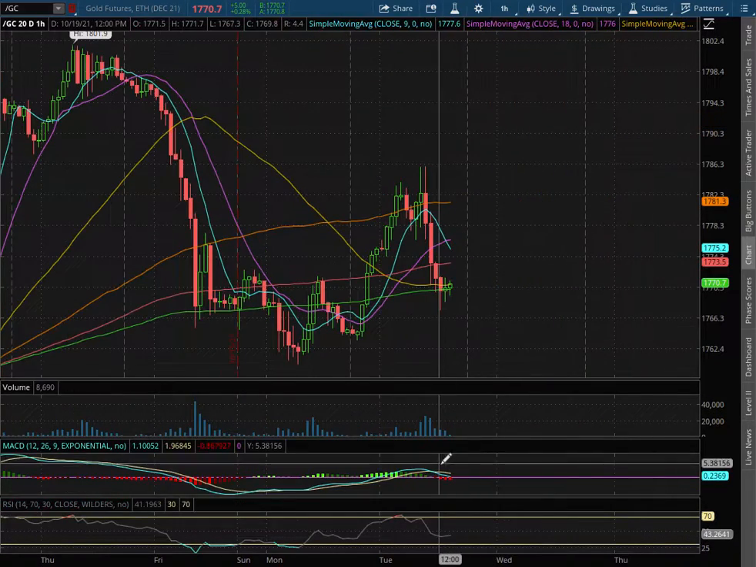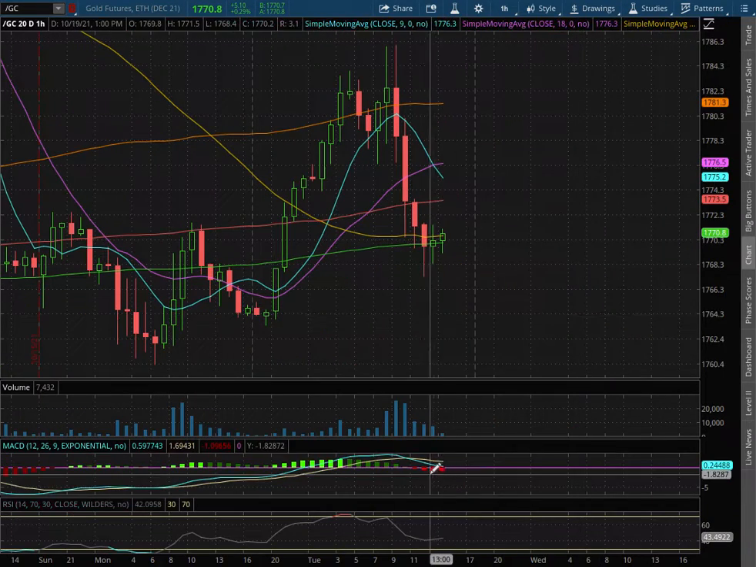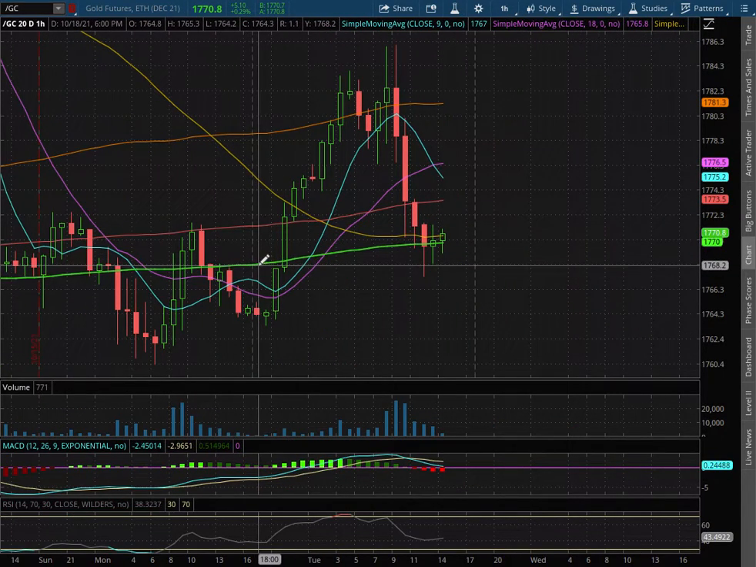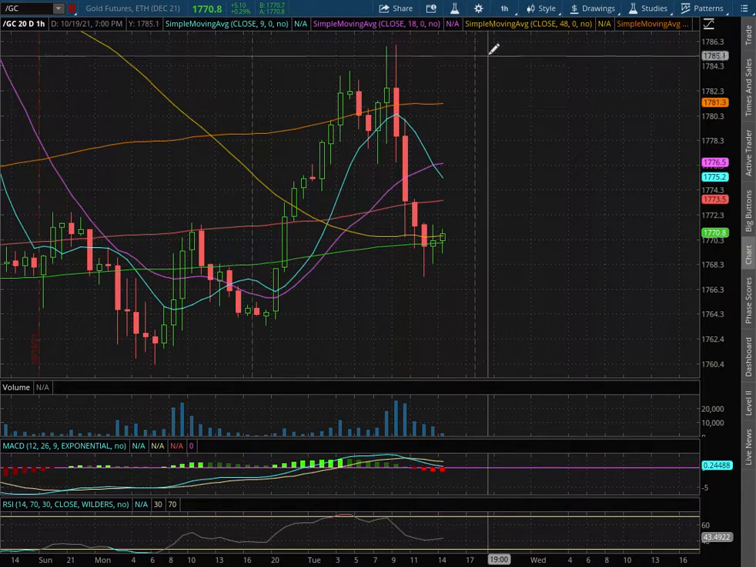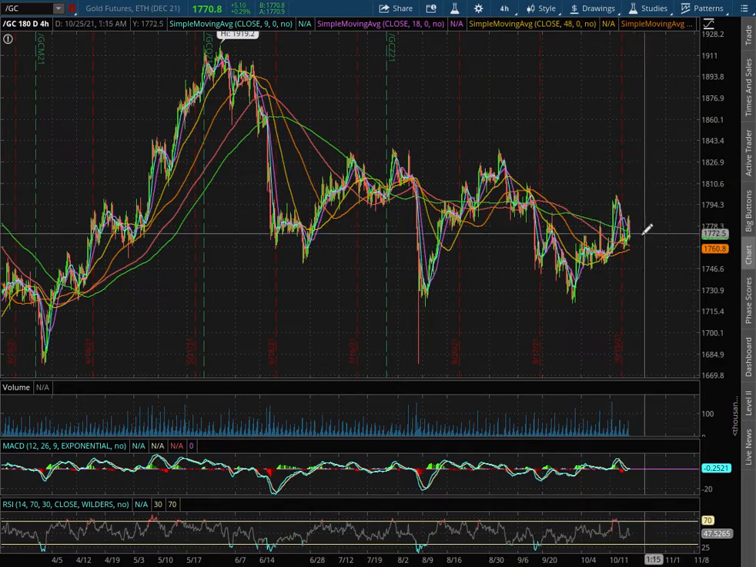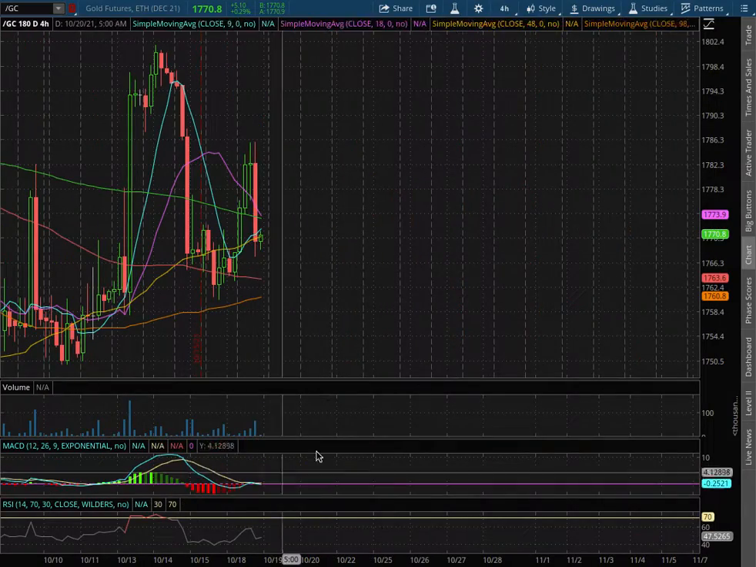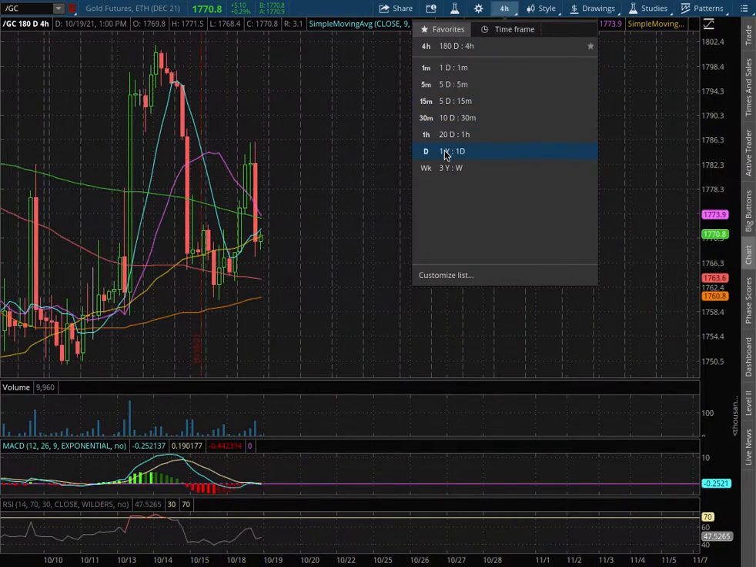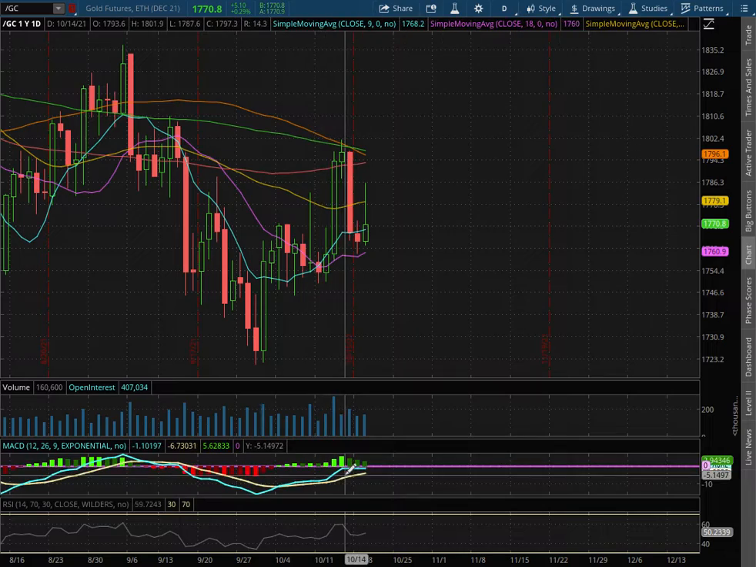We are in slightly positive MACD, but approaching negative MACD territory. We're still resting right along the 200 moving average, this green line, at a price of $1,770. With the 4-hour chart, we remain in slightly negative MACD. As we extend out to the daily chart, we are in negative MACD territory.